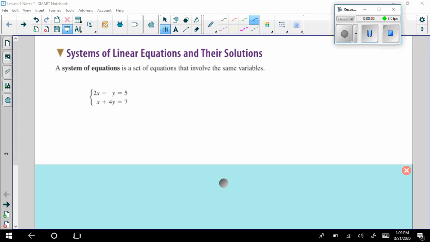Hey guys, so Unit 4, Lesson 1 is a review of linear systems of equations. Just remember that a system of equations is a set of equations that involve the same variables. So in this particular case, x and y. But as long as you have all the same variables represented within your system, you're going to graph them all on the same graph. And we're then looking at where those intersect.